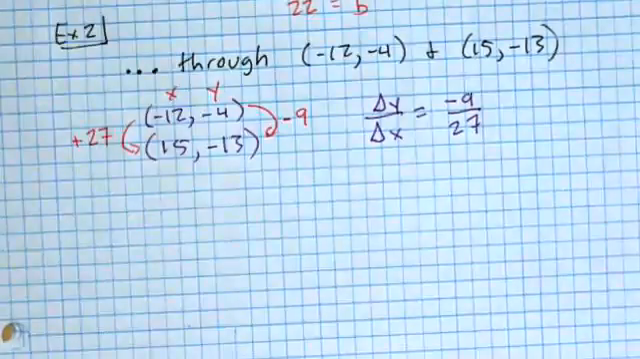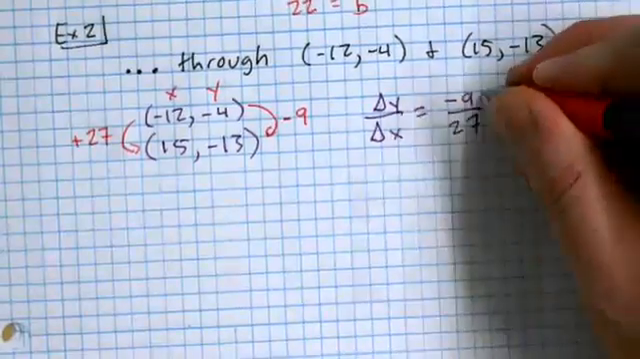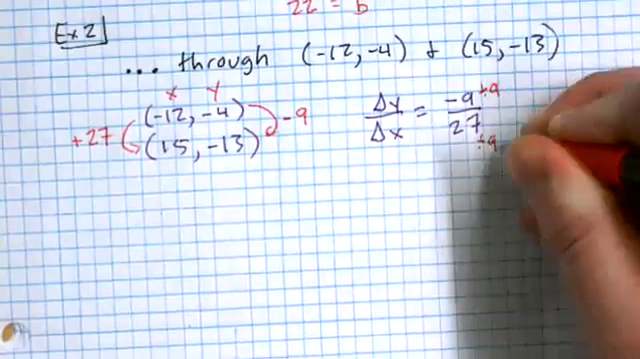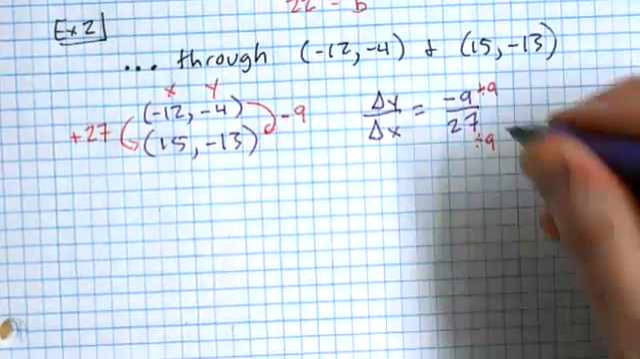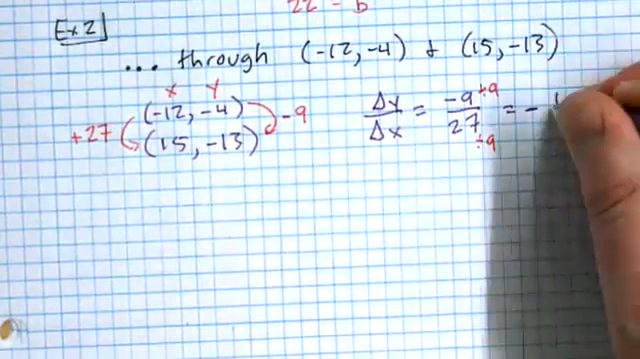Rise over run, right? Which one goes in the top? Rise goes in the top, and y's go in the top. Rise and y's always go in the top. That's how I remember it. Give me the biggest number you can think of that goes into both 9 and 27. 9 goes into 9 and it goes into 27. So that's going to get us negative, what is that? 1 over 3.